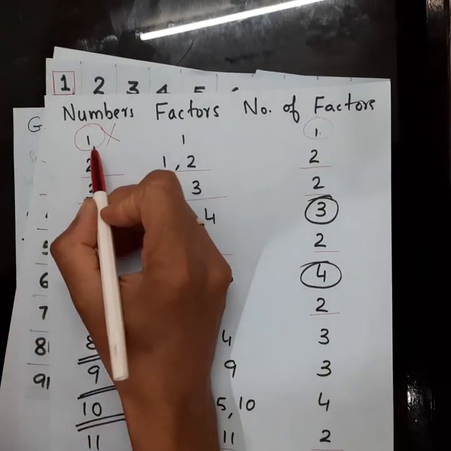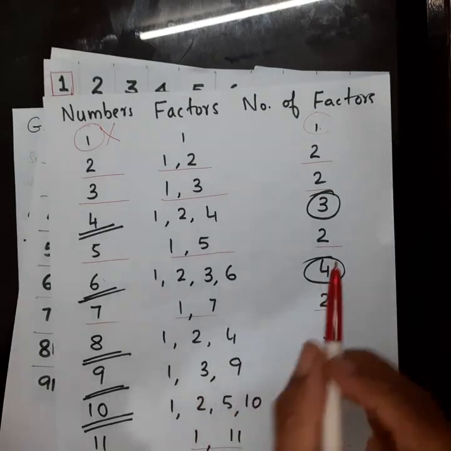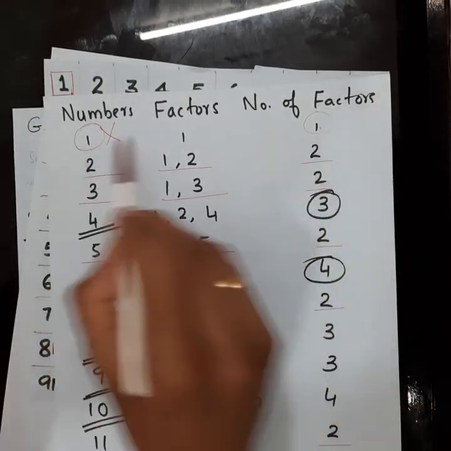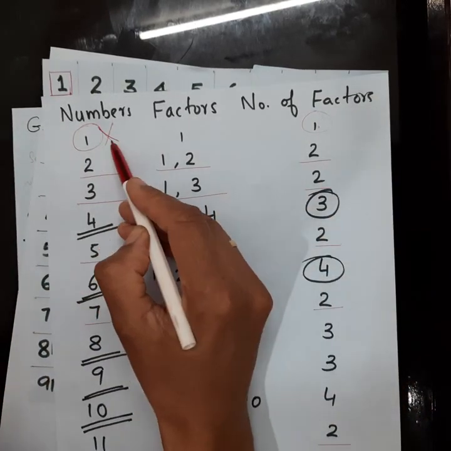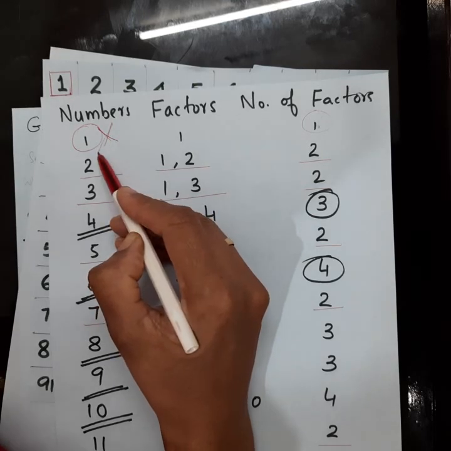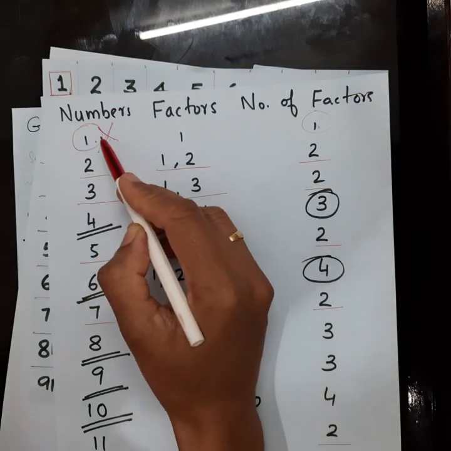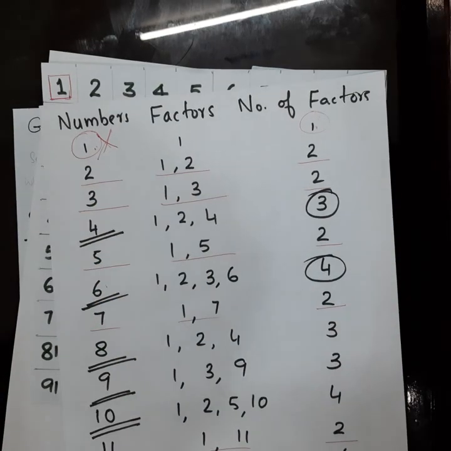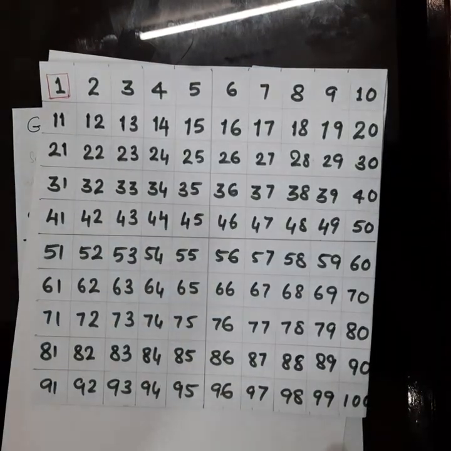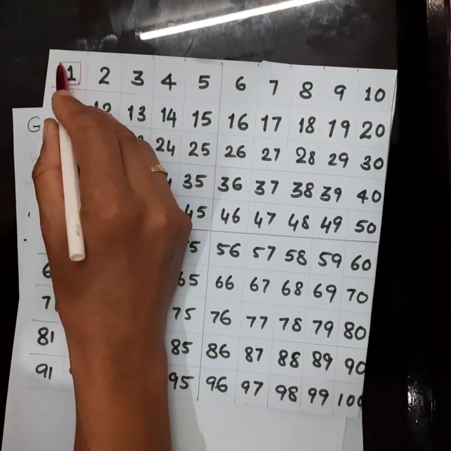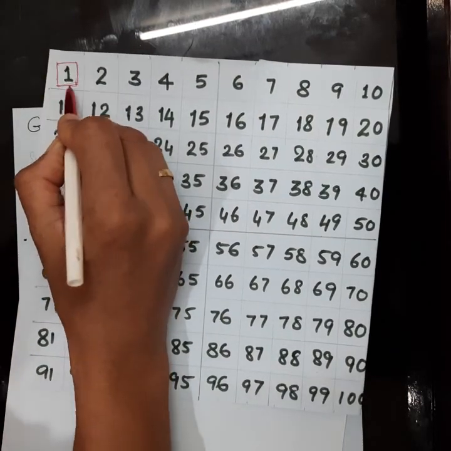Is it a composite number? No. A composite number has more than two factors, and 1 has only one factor. So 1 is neither prime nor composite. Correct? 1 is not a prime number, and it is also not a composite number. That is why in this grid we make it a box.